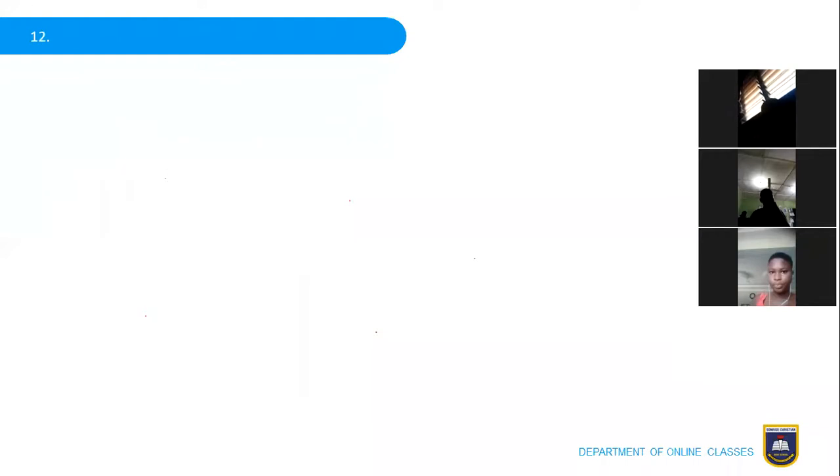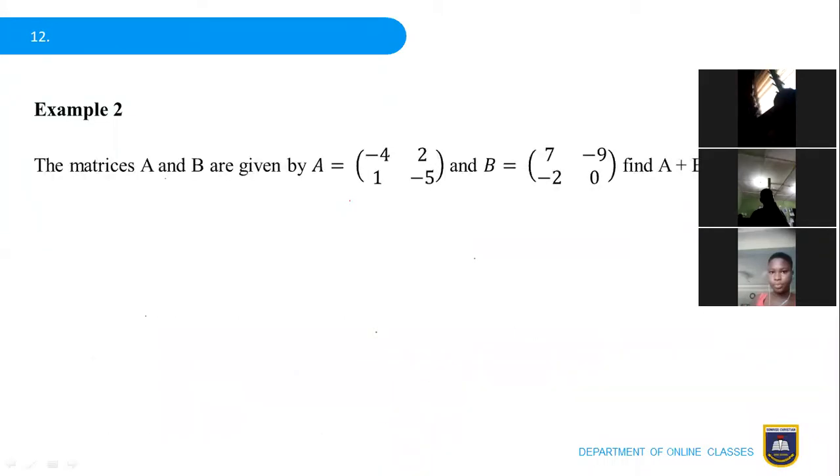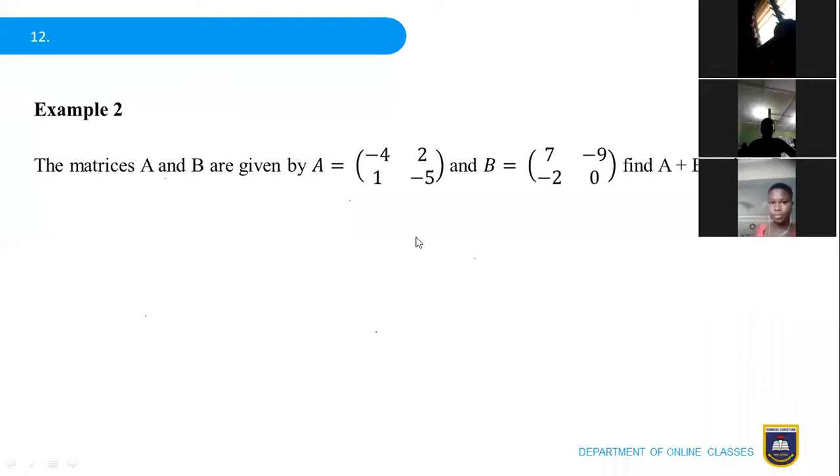All right. So let's go to the second example there. Everybody is going to try the second example. Now, the matrices A and B are given by A equal to negative 4, 2, 1, negative 5, and the matrix B equal to 7, negative 9, negative 2, 0. Find A plus B and A minus B. Everybody should try that right now. If you are ready, you raise your hand. I'll call you to take your answer.